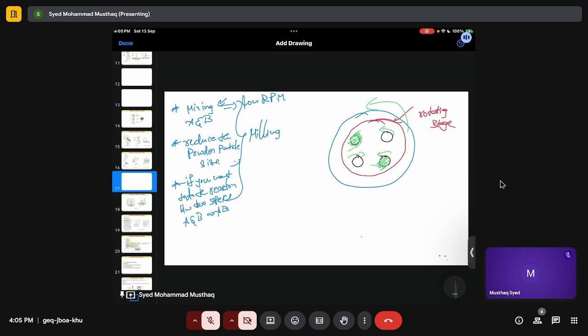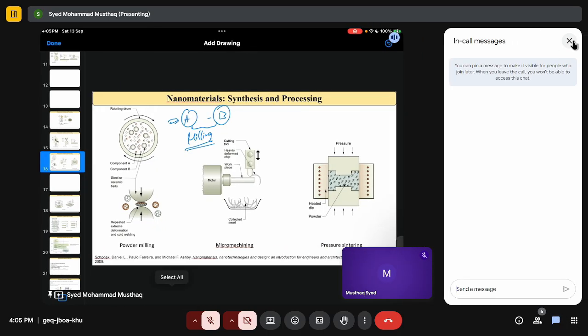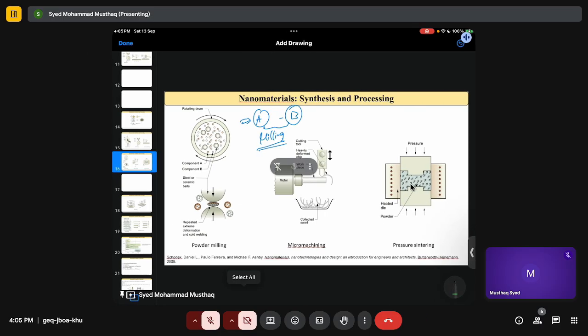Because of this rotation, the balls inside the jars also get rotated and they will collide with each other. So there is energy transfer, and whenever a powder particle comes between the two balls, the powder particle will break if the balls have high enough energy, right? If you are rotating at very high RPM, for example 120 or 140 RPM, then the balls have enough energy to break the powder particles.